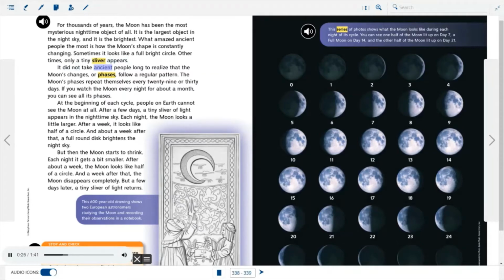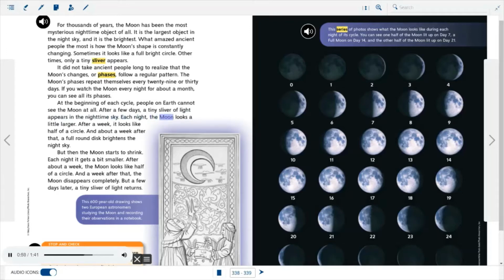It did not take ancient people long to realize that the moon's changes, or phases, follow a regular pattern. The moon's phases repeat themselves every 29 or 30 days. If you watch the moon every night for about a month, you can see all its phases. At the beginning of each cycle, people on Earth cannot see the moon at all. After a few days, a tiny sliver of light appears in the nighttime sky.